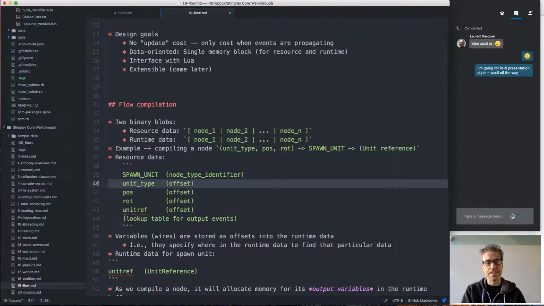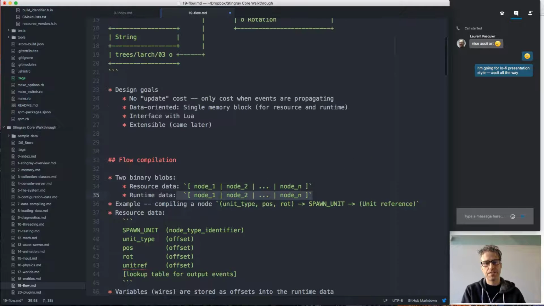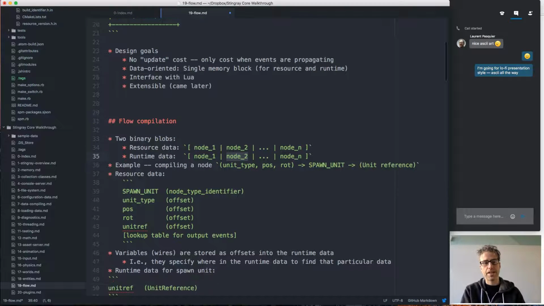So instead of storing the data directly, we store an offset, and the offset is where we can find this data in the runtime blob. So somewhere in the runtime blob is the representation of this string node here. Say that is node 2, for instance. Then the runtime blob will contain this string for that node. It will be compiled as part of this data, and then the unit type here will just reference that data.